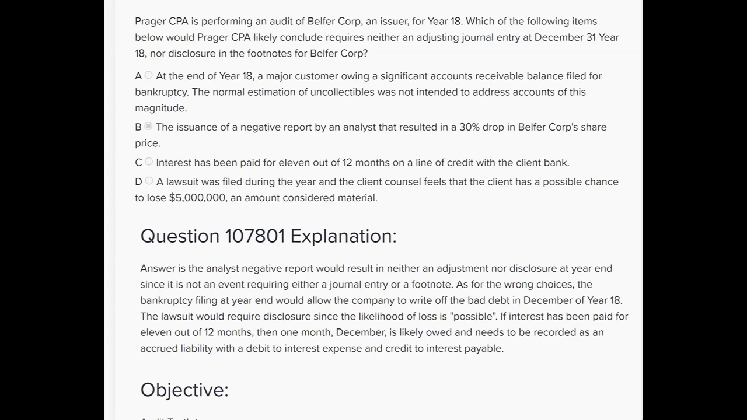Remember, the facts are pointing to which of the following would likely require neither an adjusting entry nor disclosure. The only one here would be letter B.